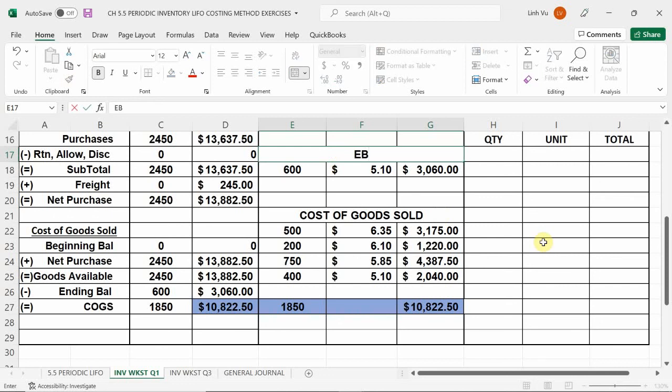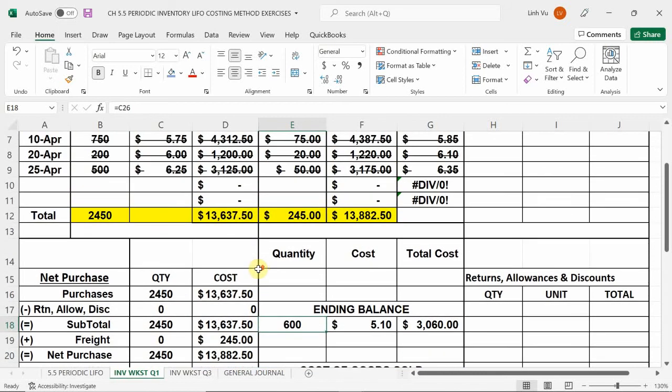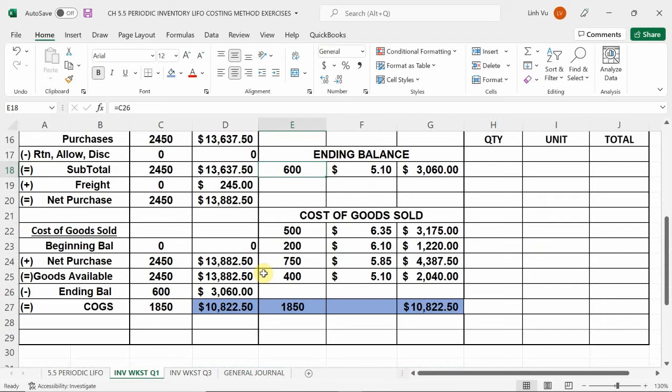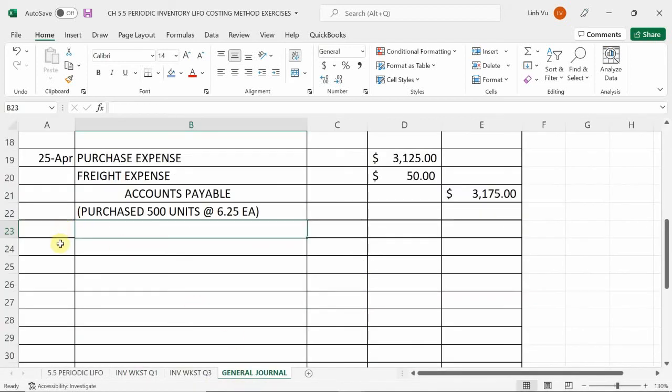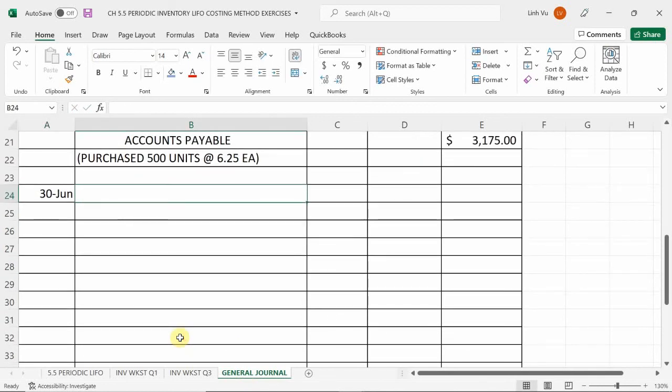This is your ending balance. So you got your ending balance here. You got your cost of goods sold, whichever way you prefer. Now, since I reached the end of my accounting period, I now need to complete my conversion entry. What should my conversion entry have? Since it's the end of June, how do I journalize my conversion entry?